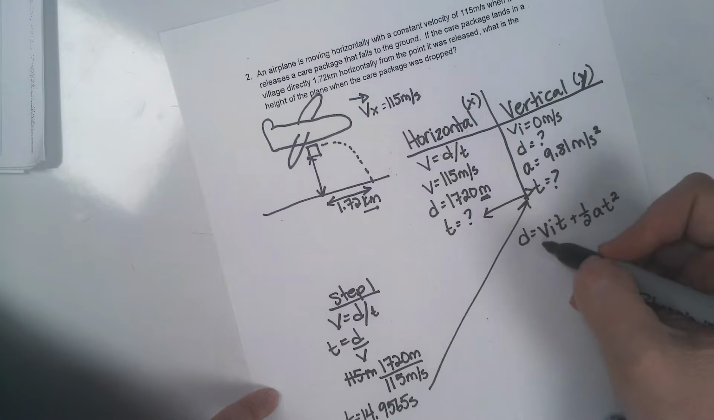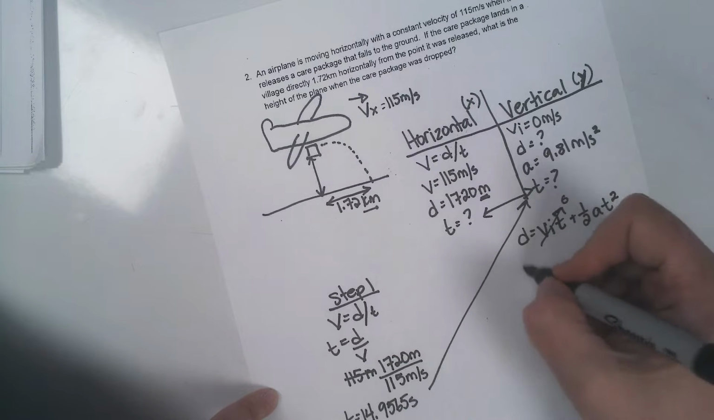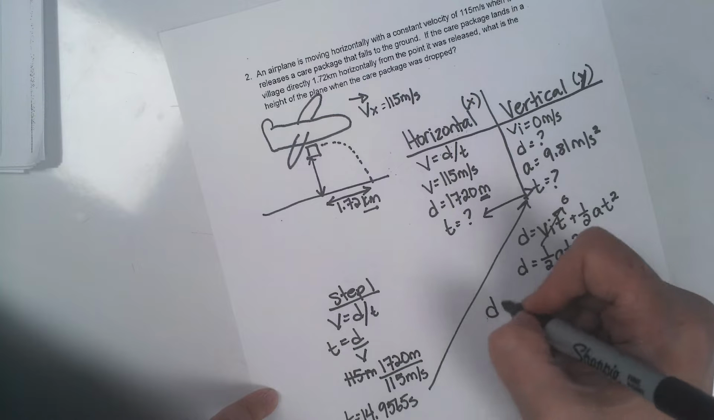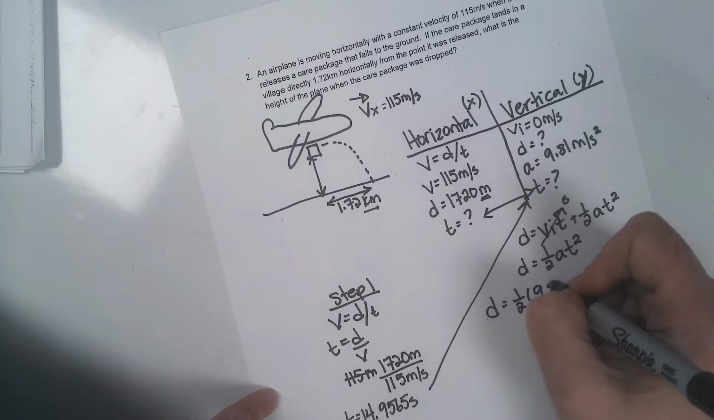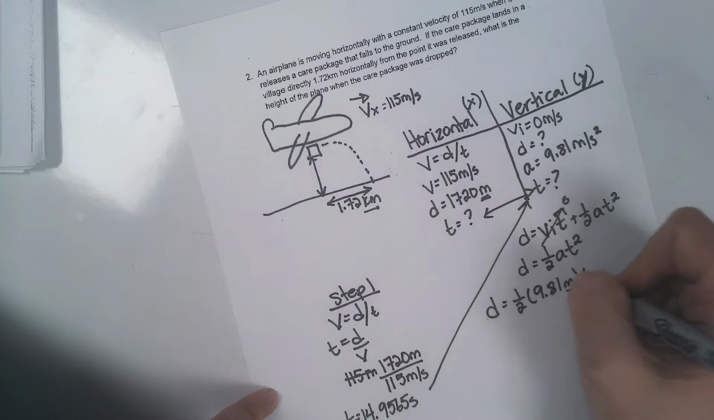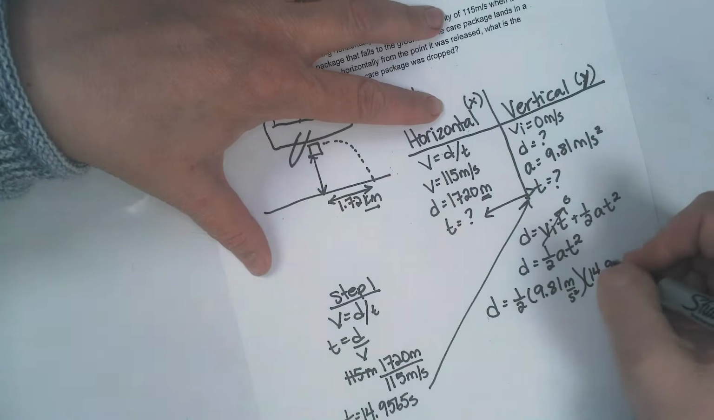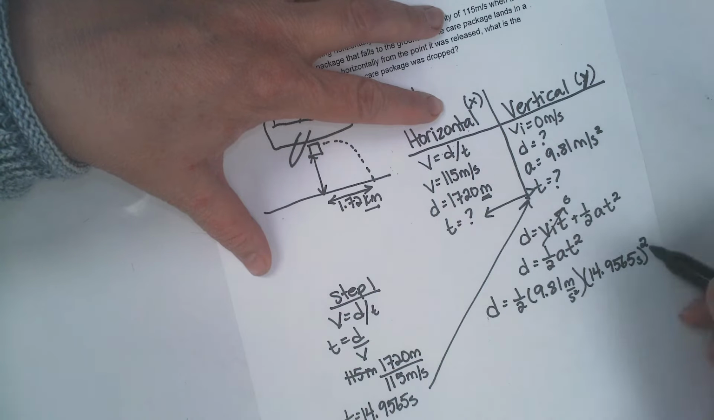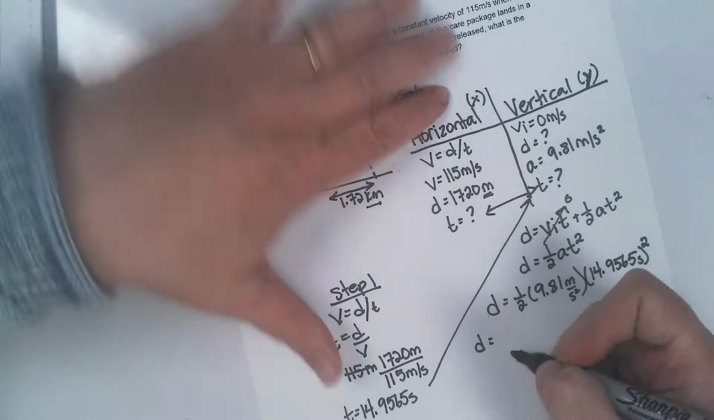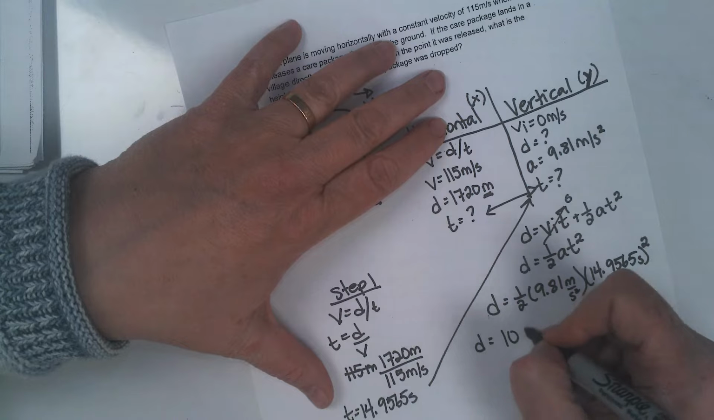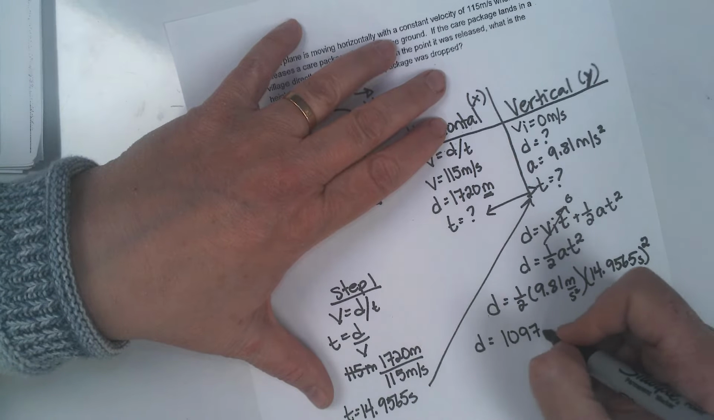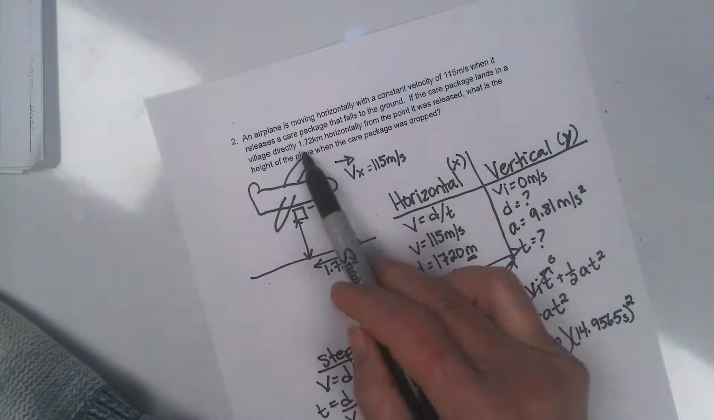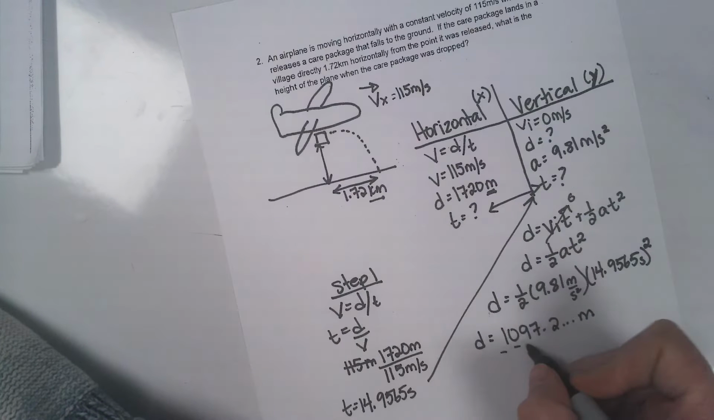VI is 0. 0 times anything is 0. So distance is equal to 1/2 AT squared. If you're going to make a mistake, you're going to forget this squaring piece. So my distance is 1,097.2 meters. When I go back to the original question, I only see 3 significant digits.